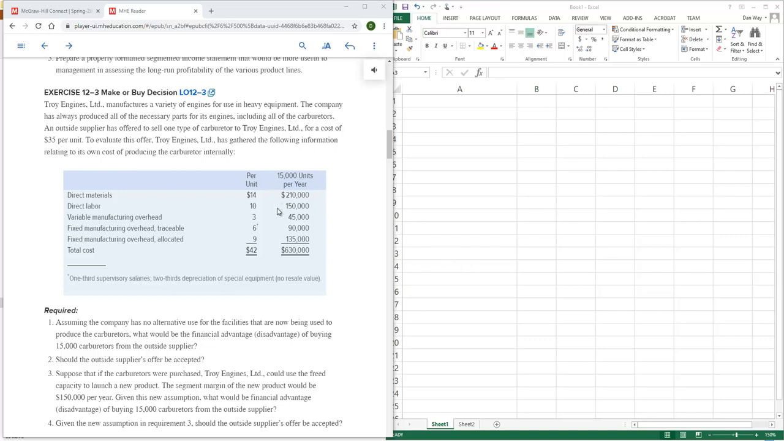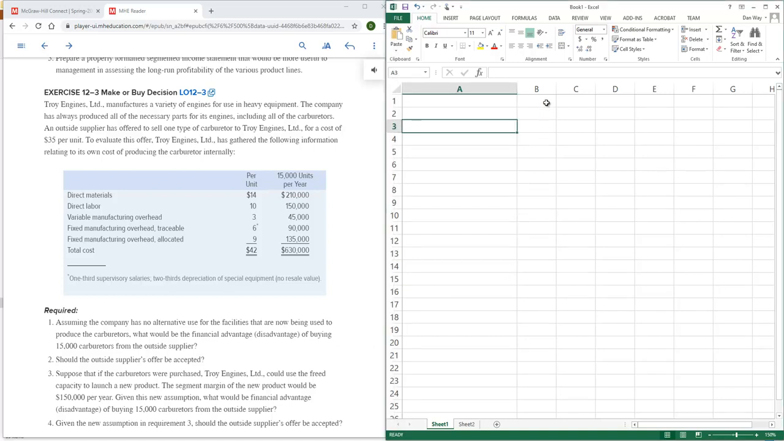So we see direct materials, direct labor, variable overhead, traceable fixed overhead with an asterisk that says 1/3 is supervisory salaries and 2/3 are depreciation of special equipment that has no resale value. And then the fixed overhead that's allocated shown there as well. The first requirement says, assuming the company has no alternative use for the facilities now being used to make the carburetors, what's the financial advantage or disadvantage of buying 15,000 carburetors from the outside supplier? So again, a few different ways we can do this.